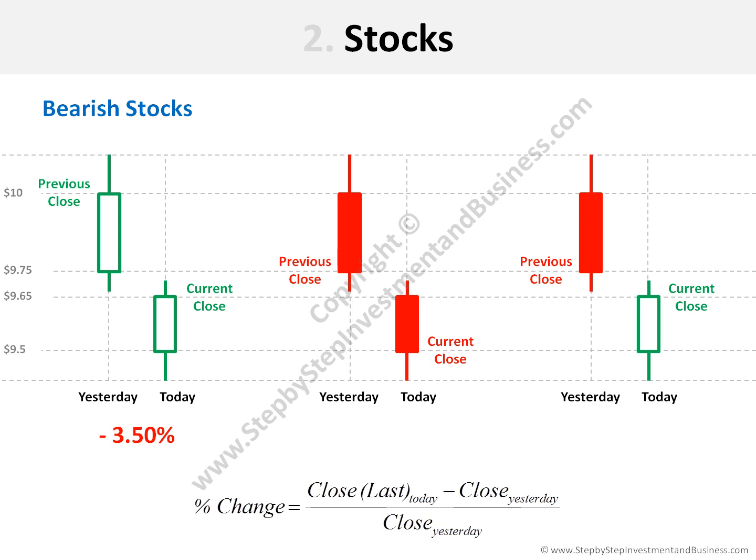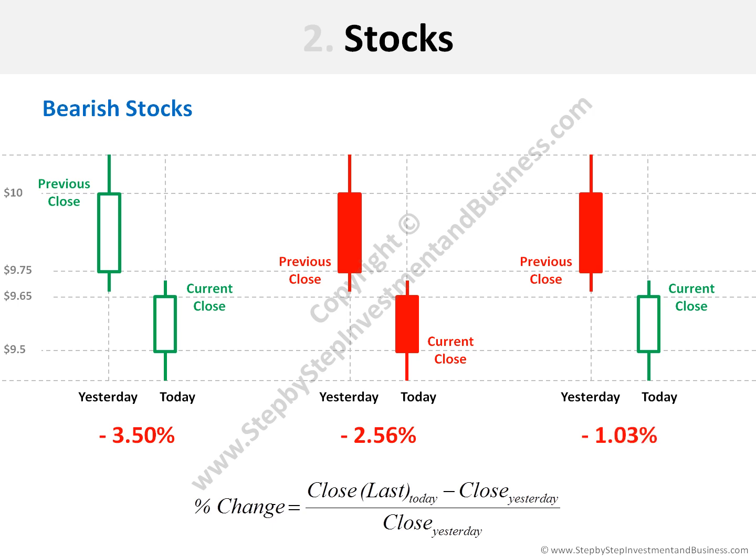So, if we put some values like those we see on the left, for the first case, the difference is calculated as $9.65, which is the current close, minus 10, which is the previous close, divided by 10. The result of this calculation is negative 3.50%. For the second case we had analyzed, the current close is 9.5, and the previous close is 9.75. If we do the math, we get a negative percentage change of 2.56%.